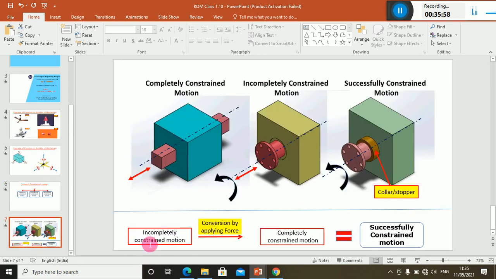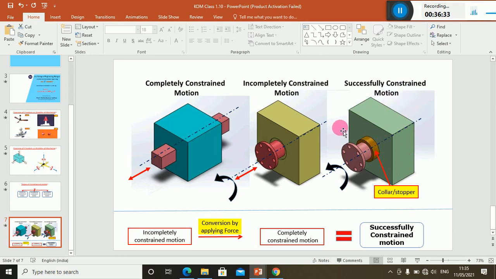So you can take this one. Just take a block diagram of this one. What is a successfully constrained motion? It is the method of converting an incompletely constrained motion to a completely constrained motion by applying some force or by using some external mechanical elements. So I can call it a successfully constrained motion. First we have discussed the completely constrained motion, then incompletely constrained motion, and how to convert this incomplete to complete by using a stopper. So this is known as successfully constrained motion.